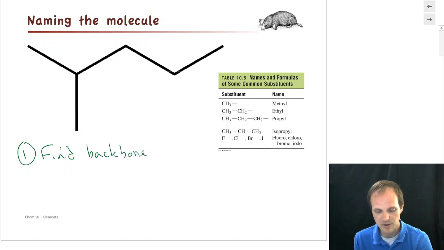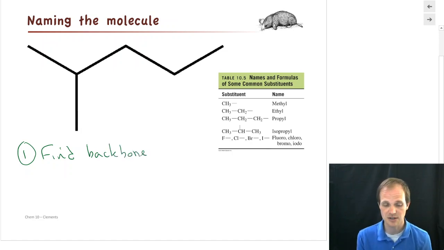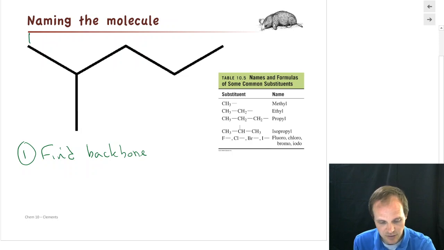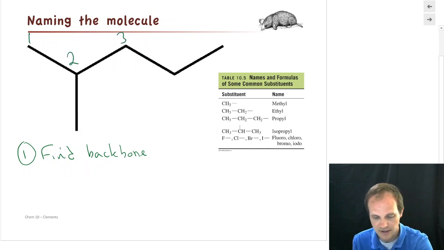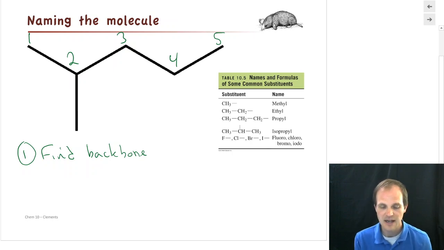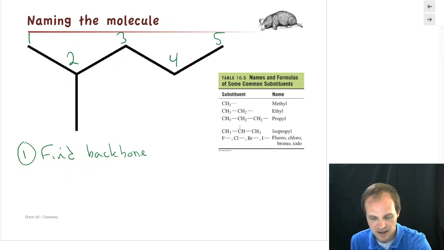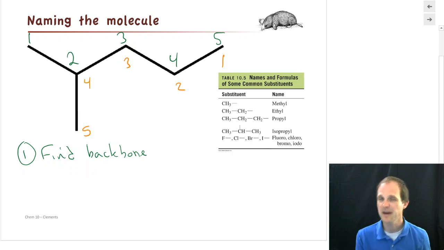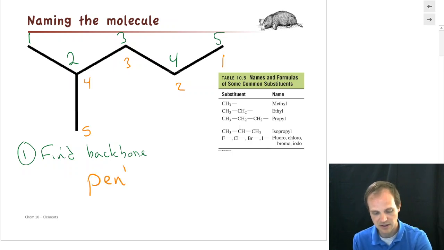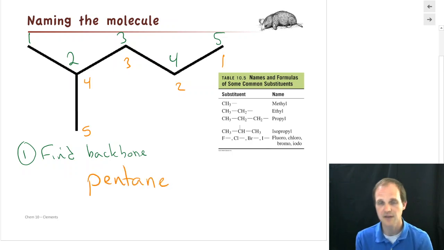And what is the backbone? It's the longest carbon chain that you can find. So I could do 1, 2, 3, 4, and 5. So I get 5 there. If I numbered in a different way, let's say in orange here, I could go 1, 2, 3, 4, and 5. No matter what I do, I'm going to get 5 things. So my backbone here is going to be some sort of pentane.